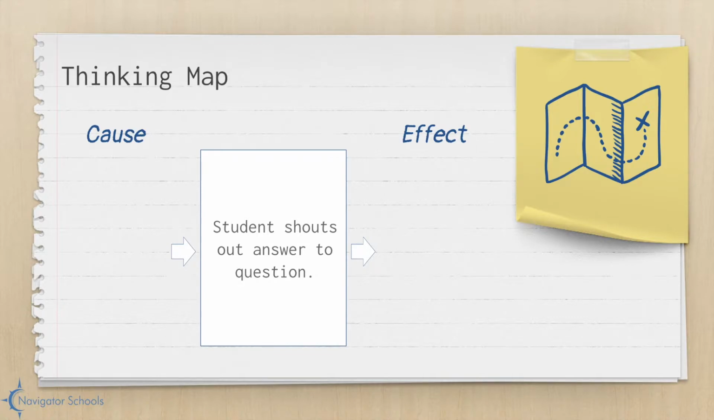We've come to our final reflection. Please pause this video to complete the multi-flow map. The event is student shouts out answer to question. What would the causes of that event be? Write them on the left. And what would the effects of the event be? Write them on the right.